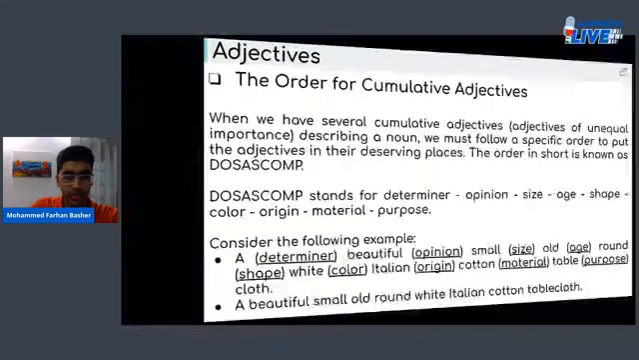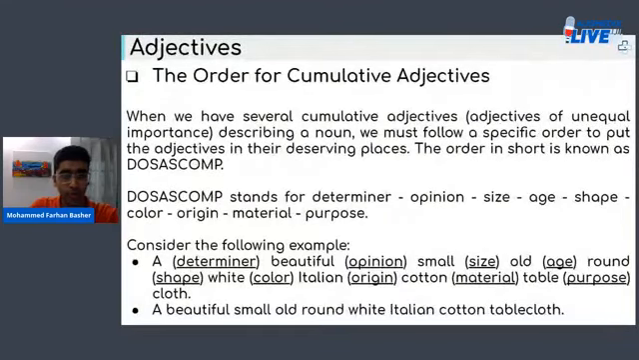There you go, the order that we're going to discuss now. The order for cumulative adjectives, or for coordinate adjectives as well. All right, how so? Let's see. When we have several cumulative adjectives, or adjectives of unequal importance, describing a noun, we must follow a specific order to put the adjectives in their deserving places. The order, in short, is known as DOSASCOMP. DOSASCOMP stands for determiner, opinion, size, age, shape, color, origin, material, and purpose.